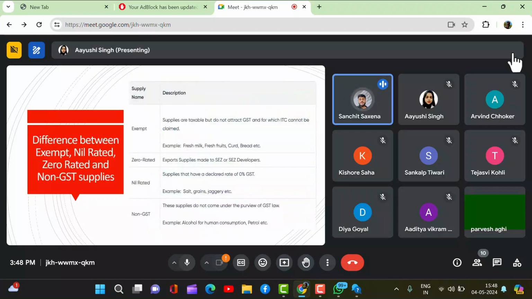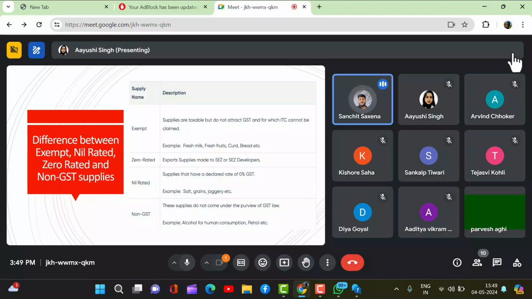So this is the difference between exempt, nil rated, zero rated, and non-GST supplies. Exempt supplies are taxable but do not attract GST, and ITC cannot be claimed on them, as Kajal also mentioned. For example, fresh milk, fresh fruits, curd, bread, etc. Zero rated supplies are exports and supplies made to SEZ developers. Nil rated supplies are those that have a declared rate of 0% GST, for example, salt, grains, jaggery, etc.